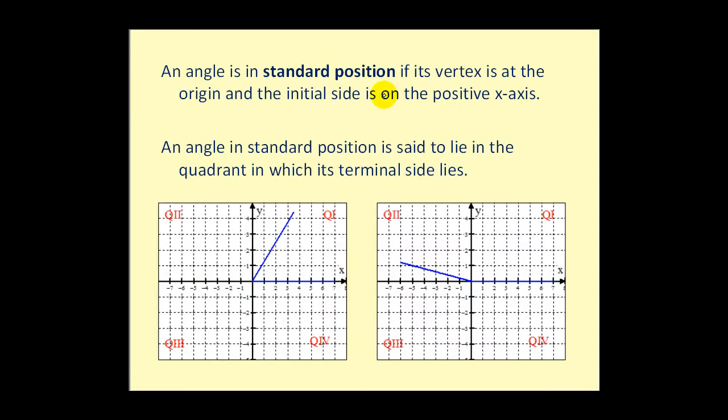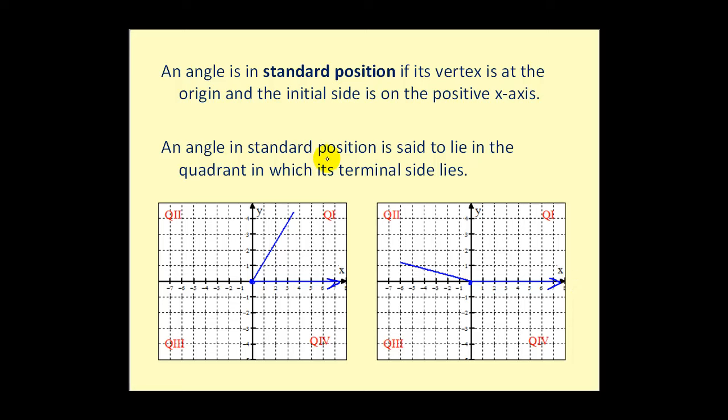An angle is in standard position if its vertex is at the origin and the initial side is on the positive x-axis. So here we have two angles in standard position because the vertex is at the origin and the initial side of the angle is along the positive x-axis.